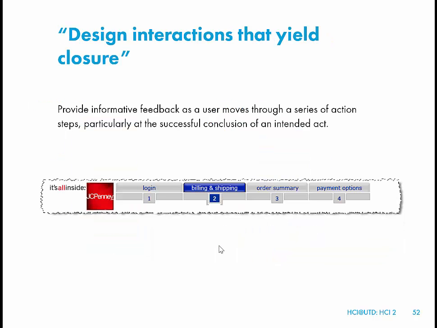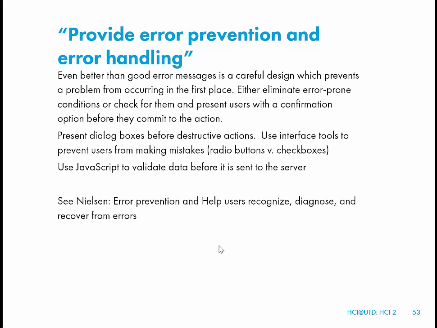Anyway, design controls that yield design interactions, that yield closure. You want to provide informative feedback as the user moves through a series of action steps, particularly at the successful conclusion of an intended act. This is also a way of providing feedback. Provide error prevention and error handling. Even better than a good error message is a careful design that prevents a problem from occurring in the first place. You want to eliminate error-prone conditions and check for them and present users with confirmation before they commit the action.